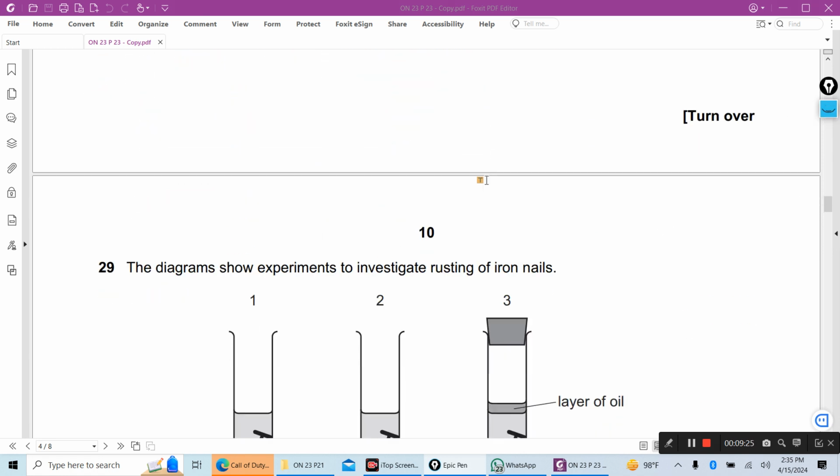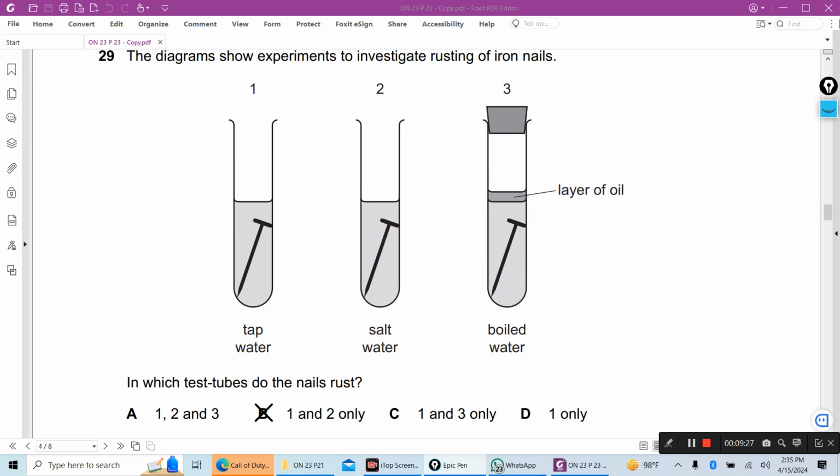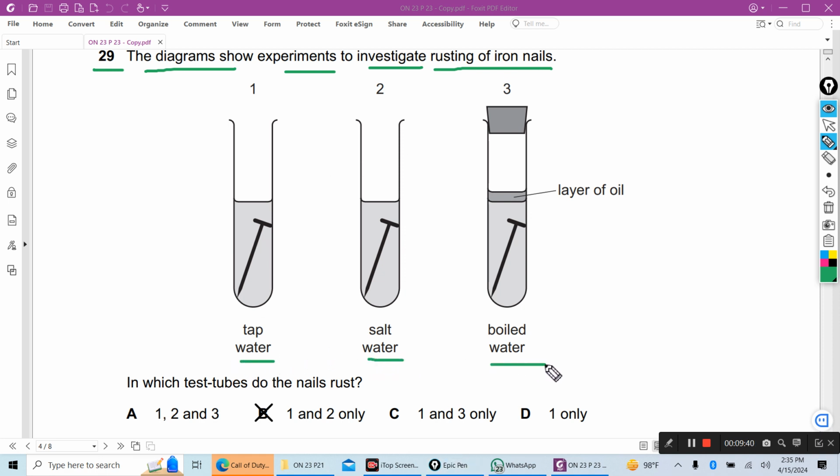Next, 29. The diagram shows experiments to investigate rusting of iron nails: tap water, salt water, boiled water. So in which test tube do the nails rust? 1 or 2. 1 will rust, 2 also rusts.